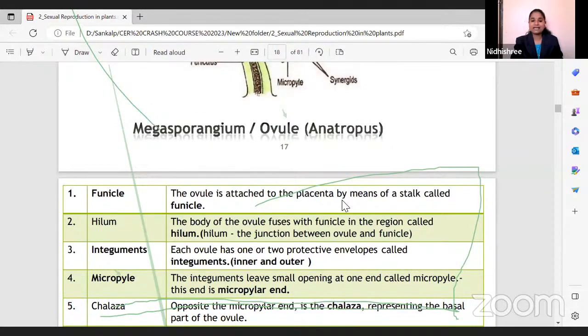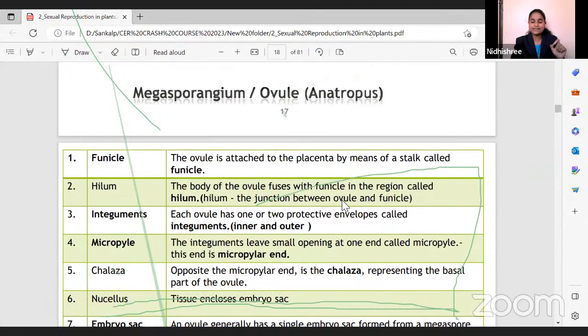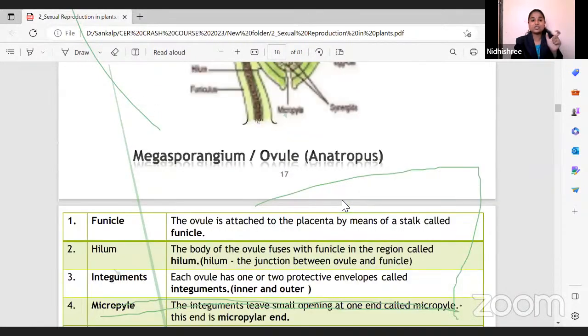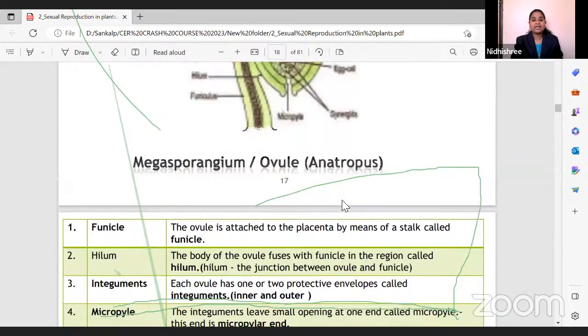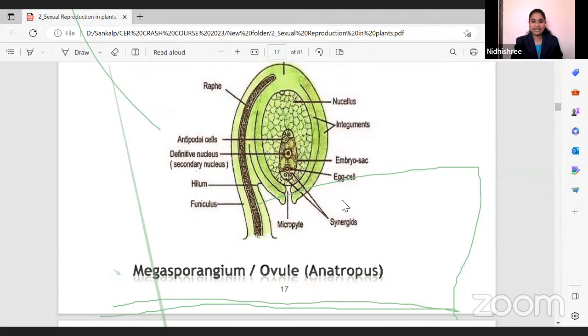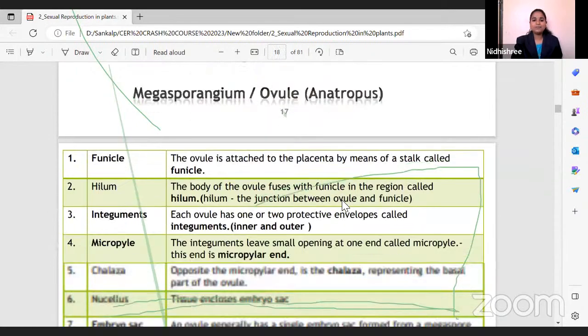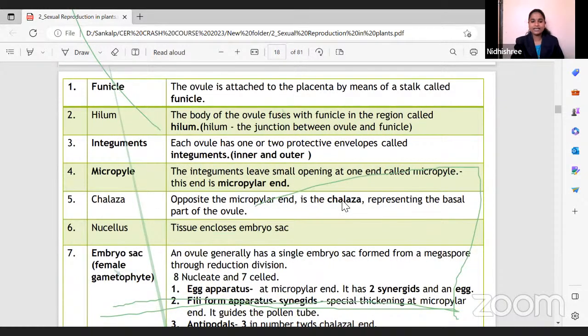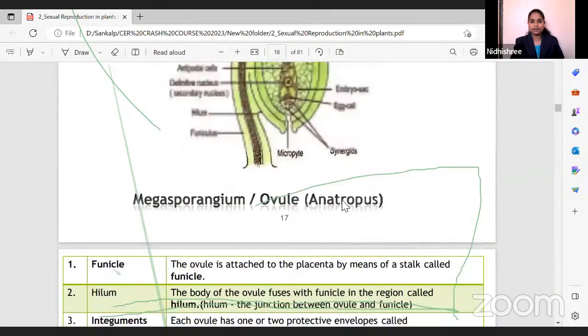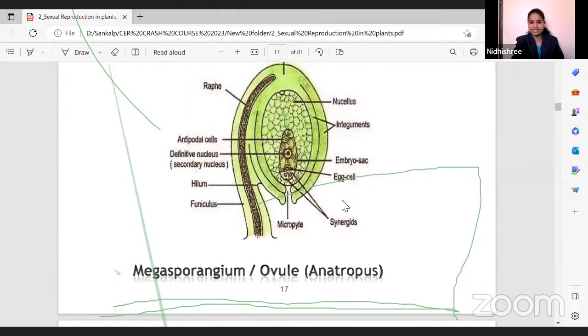The ovule is attached to the placenta by means of a stalk called funicle. It is a stalk of an ovule. Stalk of your ovule ge funicle antare. Then hilum. When we come to the hilum, hilum is the body of an ovule which fuses with the funicle. And here the main things are integuments andre layers. Then micropyle anta andre the opening at the ovule, lower end. You can see the micropyle.